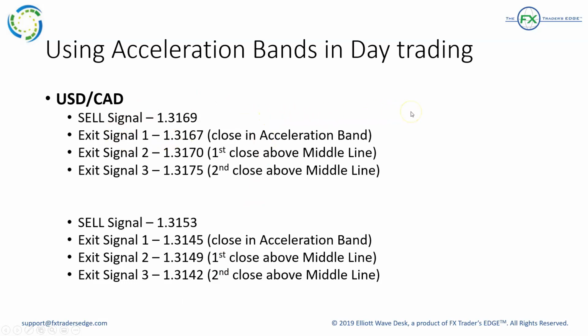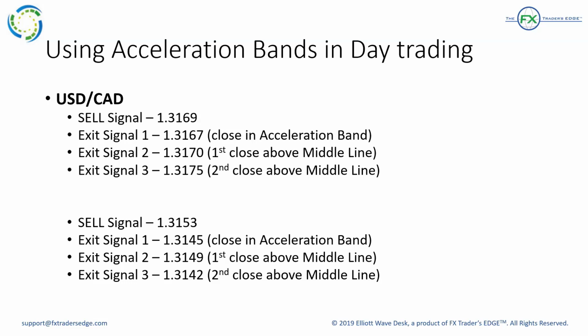The first sell signal took place at 131.69, and exit signal 1 made 2 pips. That's it. At 131.67 was the close. Exit signal 2 lost 1 pip. It was the first close above the middle line. And exit signal 3 lost 6 pips at the second close above the middle line.